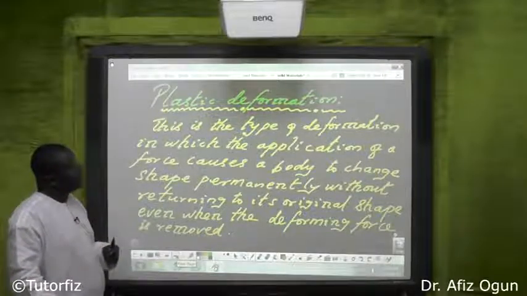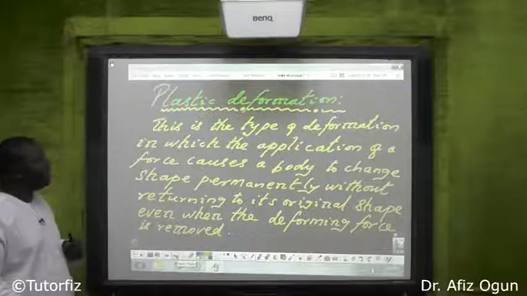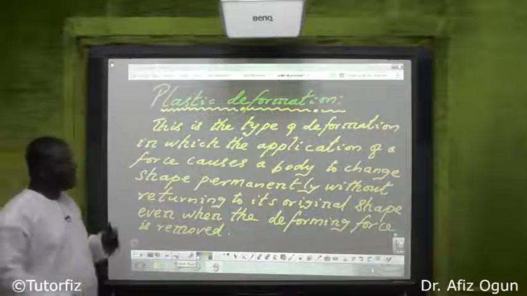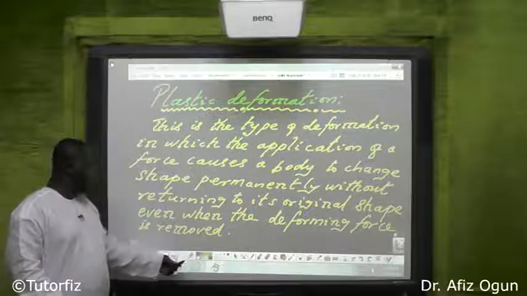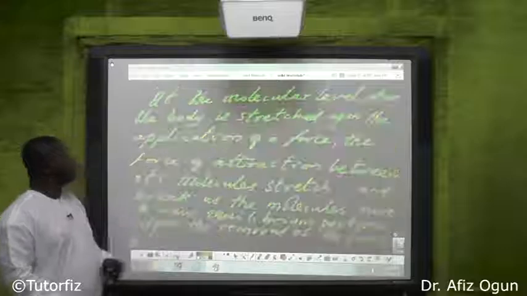Plastic deformation is the type of deformation in which the application of a force causes a body to change shape permanently, without returning to its original shape, even when the deforming force is removed. That's the first part of it. That will give you some marks.